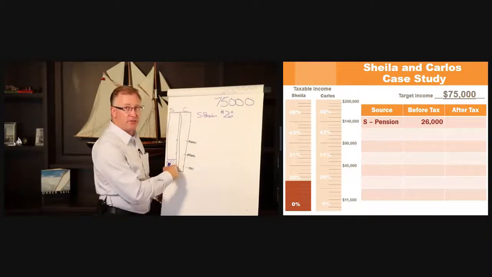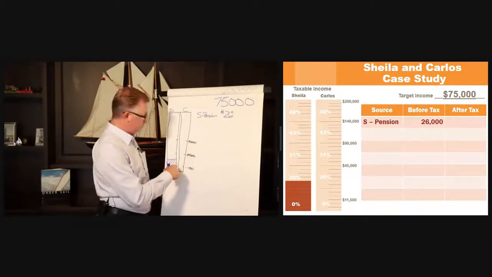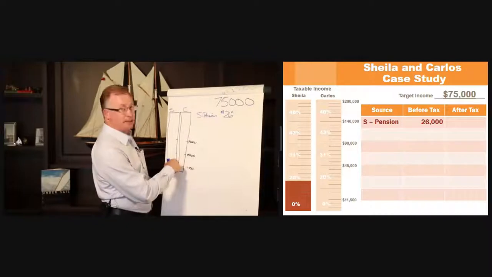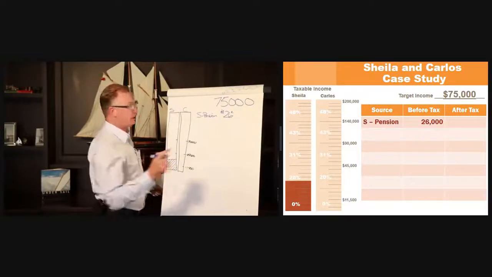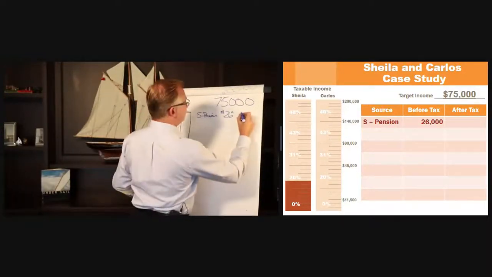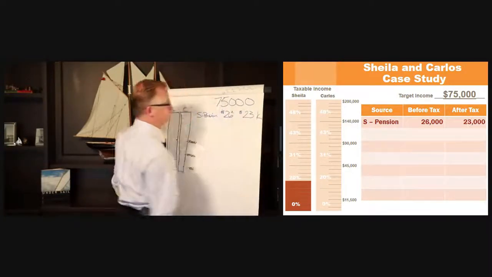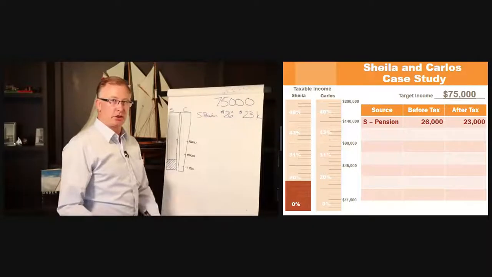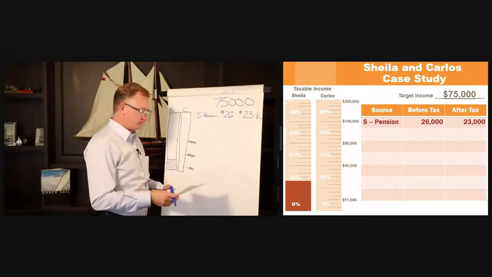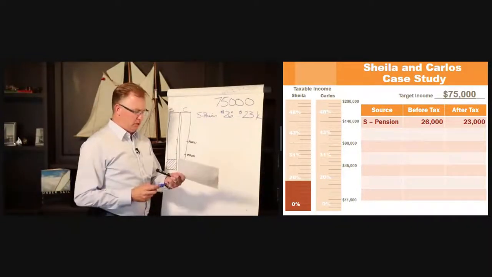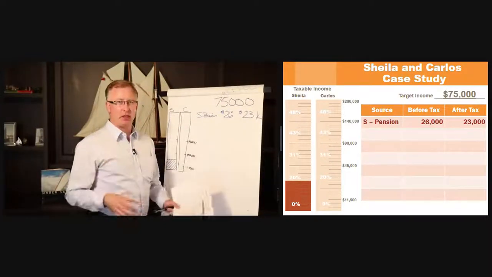So the first $11,500 isn't taxed, and then from $11,500 to the $26,000 is only taxed at 20%. This means that her after-tax income is $23,000. You getting this on your worksheets? Okay.